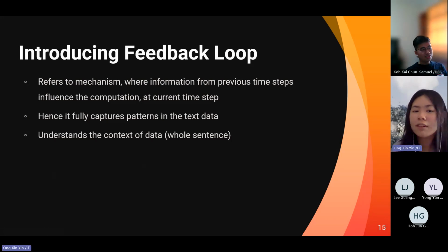Okay, so now we'll be covering the feedback loop, which is a system in which the output of a process is used as input for the same process in a subsequent interaction. So in other words, the output feeds back into the system, influencing and potentially amplifying the subsequent outputs.